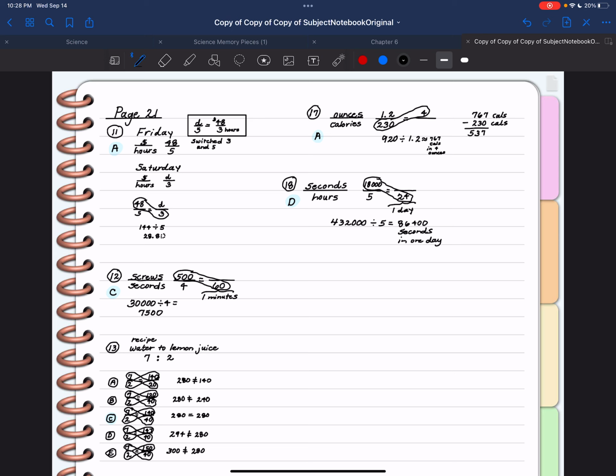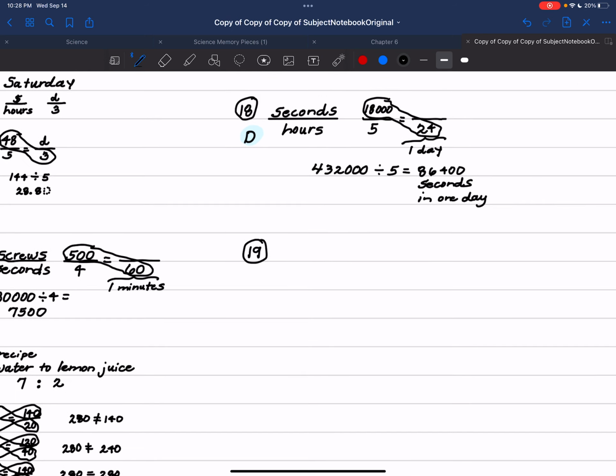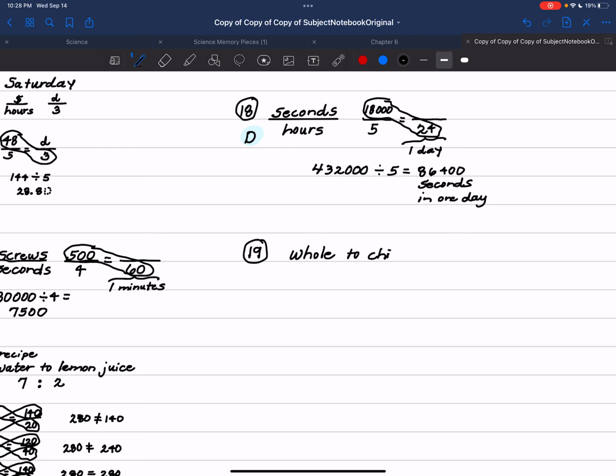Number 19. A bread recipe calls for 5 parts of whole wheat flour to 2 parts chickpea flour. So whole to chickpea.